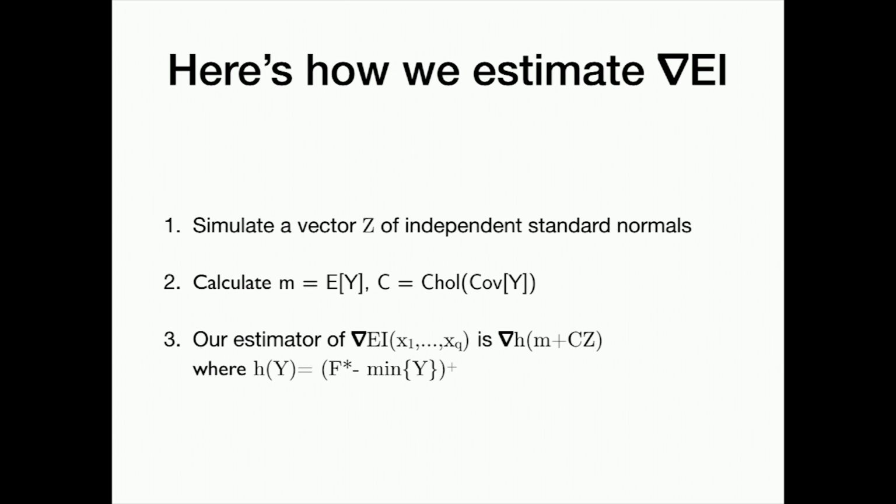So that makes it really easy for me to construct this gradient estimator. I just simulate a vector of independent standard normals, calculate the mean vector, calculate the Cholesky of the covariance, and then my estimator of the gradient of the QEI is just obtained by differentiating this non-smooth function with respect to the x and the implicit dependence of M and C on x through the chain rule. Okay?